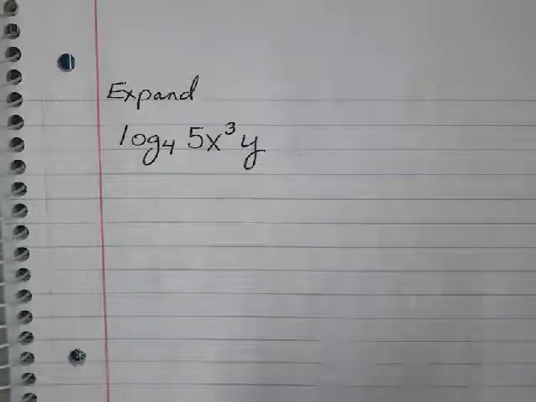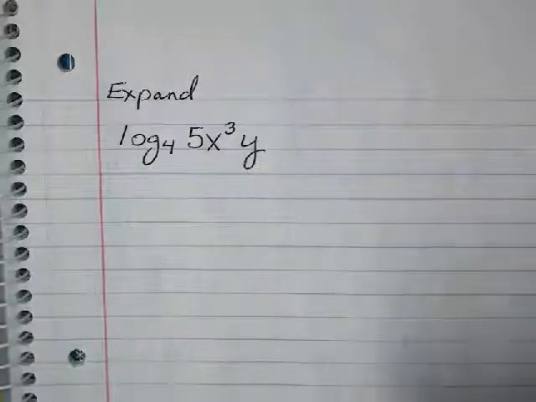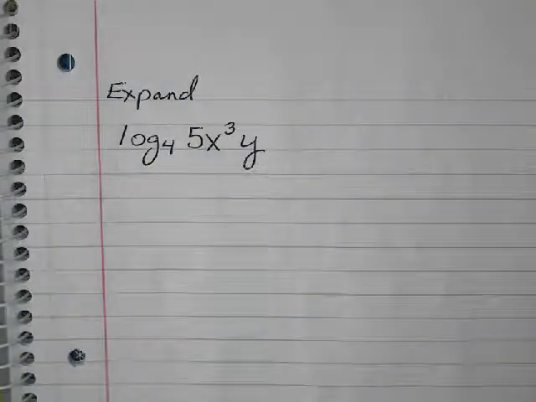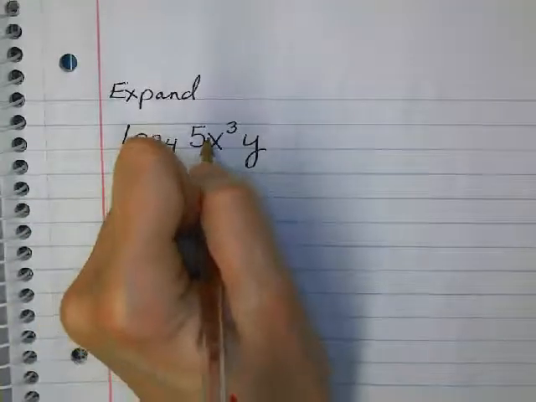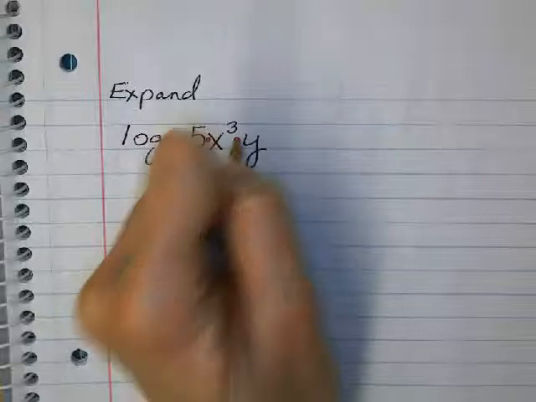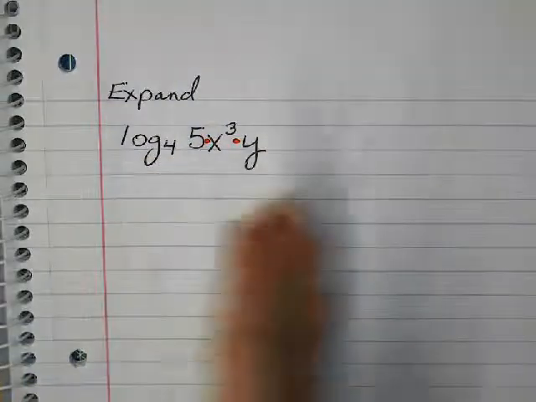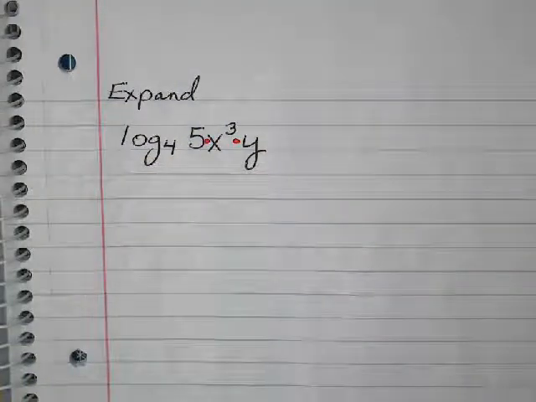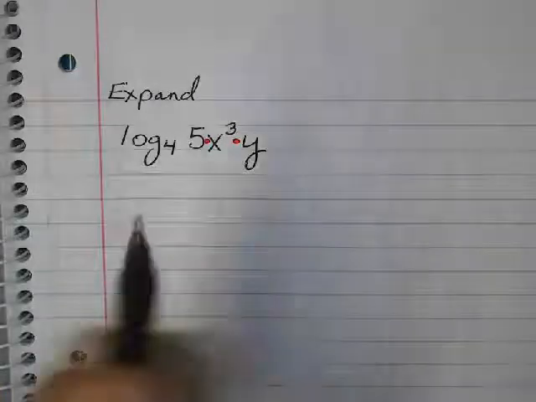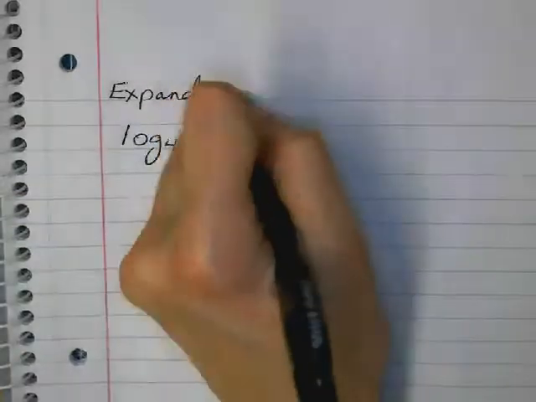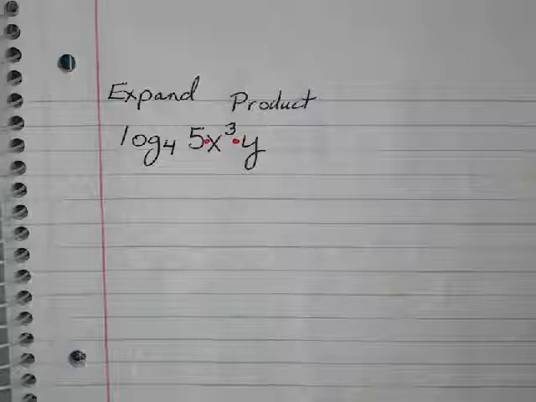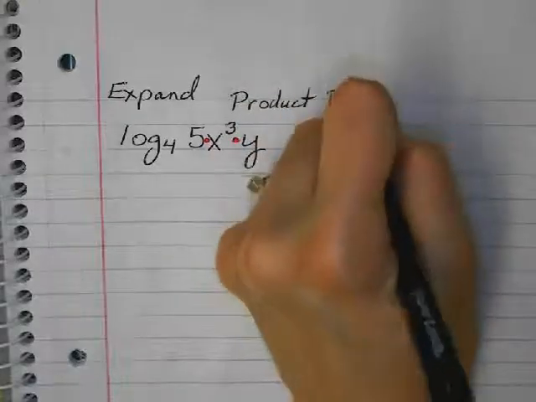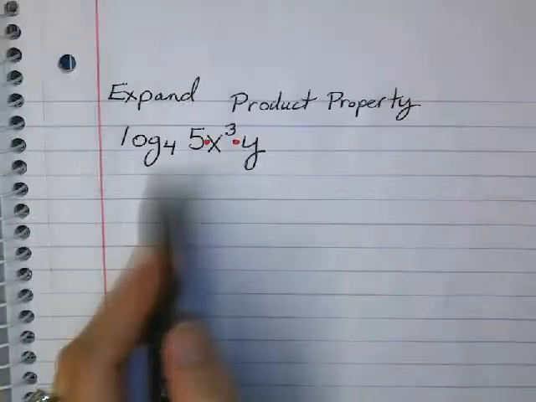So when you look at this, you have to think, well, what's happening here? Is this addition, subtraction, multiplication, division? Well, first I just think, what do I see here? It's 5 times x to the third and then times y. Sometimes just putting those dots there helps me. I'm thinking, oh yeah, that's a times problem. 5 times this times this. That's multiplication, so that makes me think about the product property.